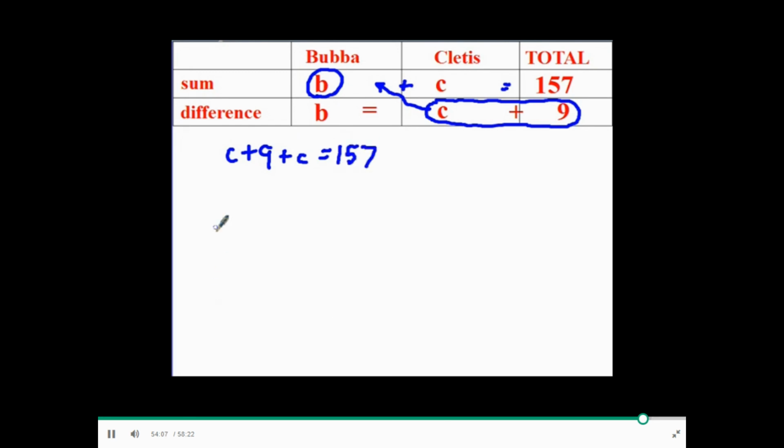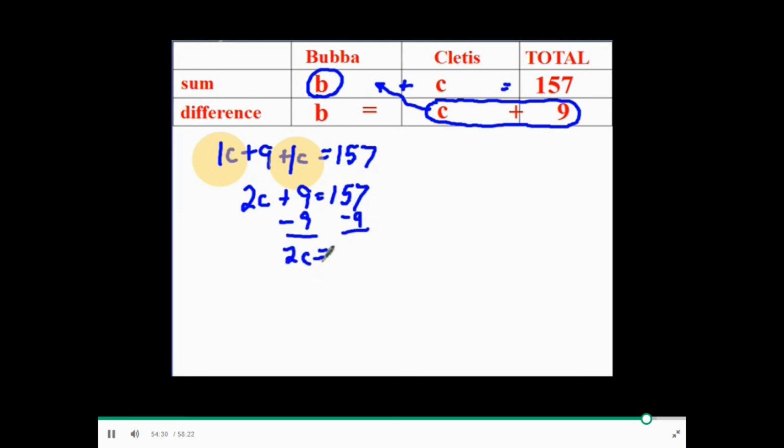And I always tell people to put a 1 in front if there's no number there. So we're going to put a 1 here. We've got 1 and 1. That's going to give us two C's. Copy all the rest. Subtract the 9 from both sides. And divide by 2.